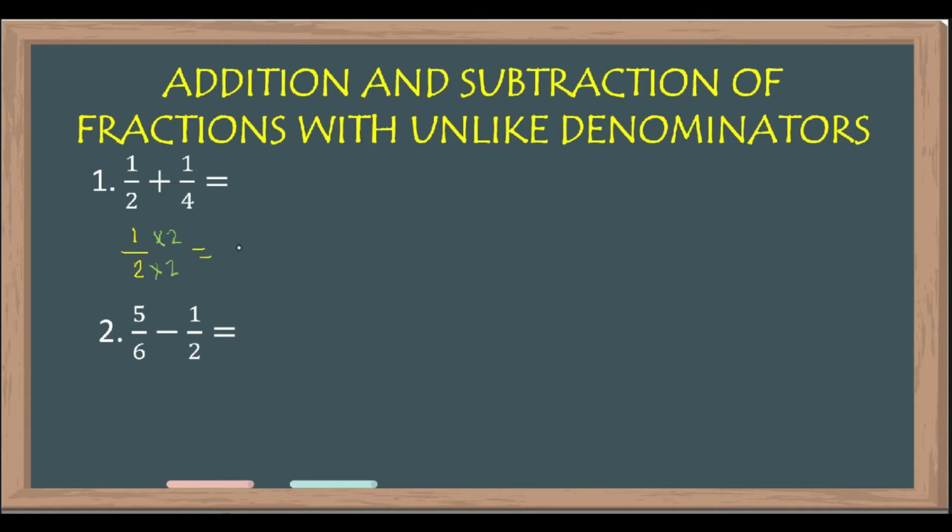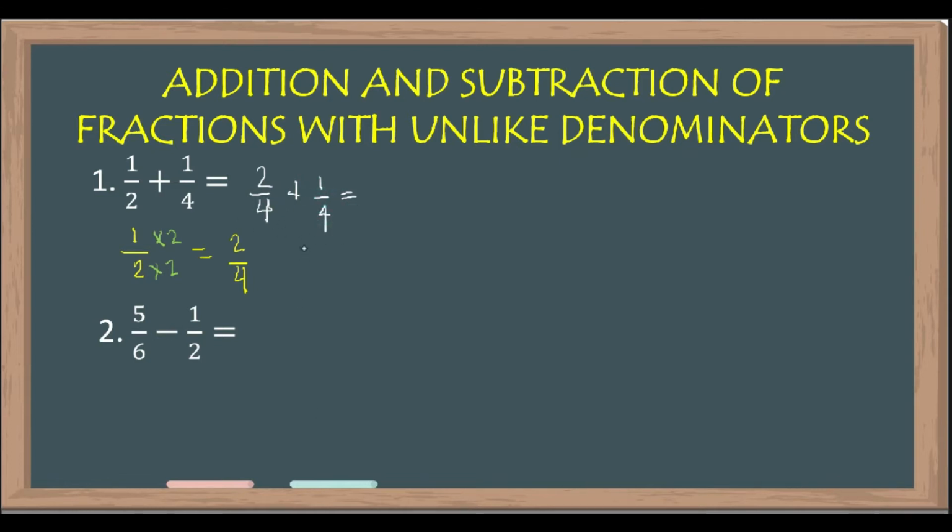Now, 1 times 2, that is 2. 2 times 2, that is 4. Okay? Now, bakit ko tinimes sa 2? Para yung ating denominator ay maging 4. So, as you can see, parehas na silang 4. So, this will become 2 over 4. So, imbes na 1/2, sinulat ko na ay 2 over 4 plus 1/4. So, as you can see, the same na ang kanilang denominator.